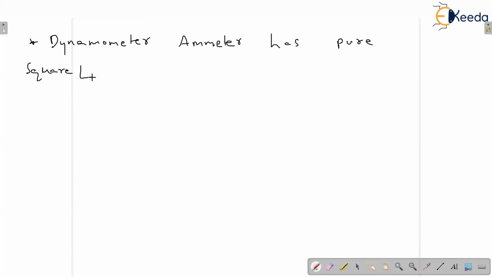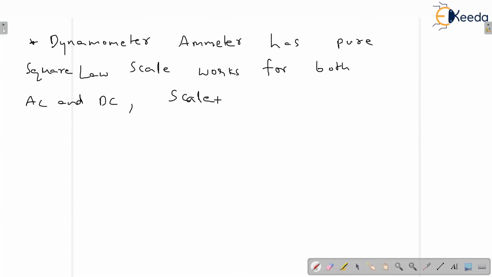Then next, the dynamometer ammeter has a pure square law scale, works for both AC and DC, and the scale is calibrated to read RMS value.